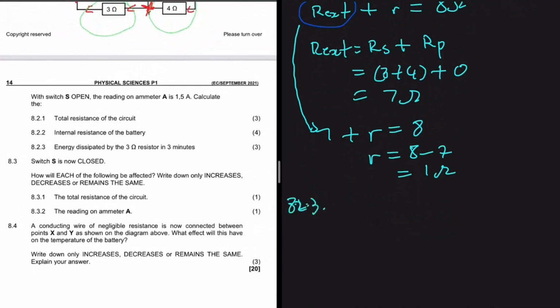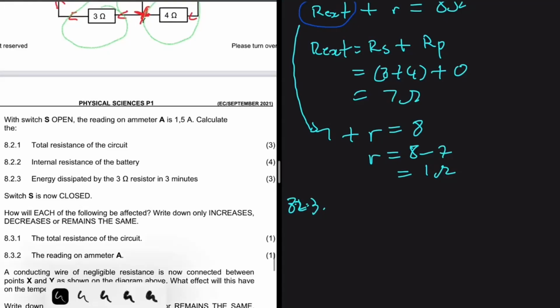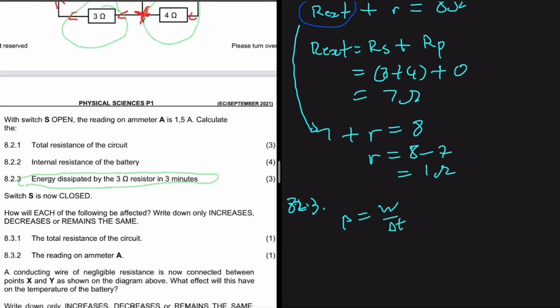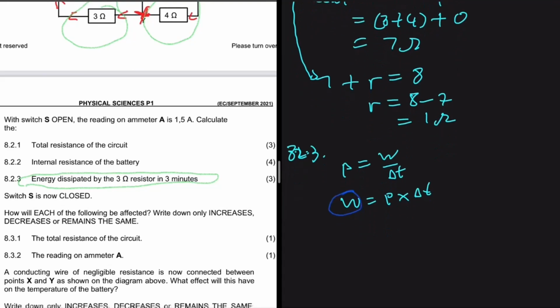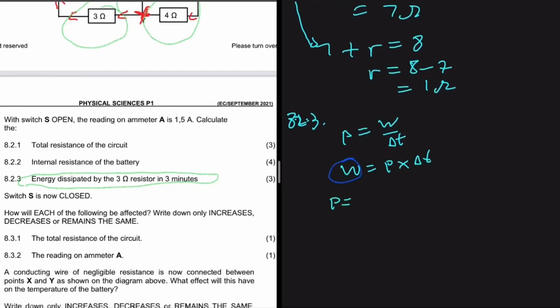8.2.3 says let's determine the energy dissipated by the 3 ohm resistor in 3 minutes. In order to determine the energy, we know that the power is equal to the work divided by the change in time. So the work is equal to the power multiplied by the change in time. Every time the question says let's find the energy dissipated, we're looking for the work. But the power can take different forms. The power is equal to I squared multiplied by R. The power is equal to V squared divided by R. The power is equal to V multiplied by I.